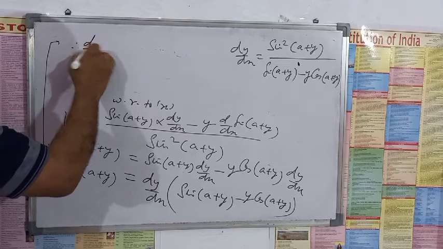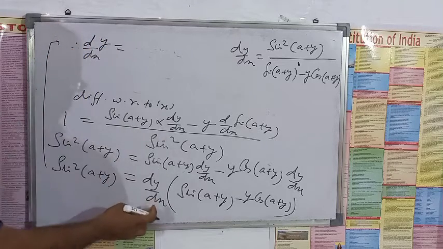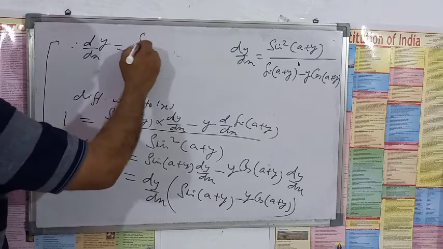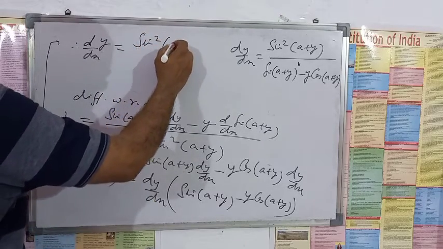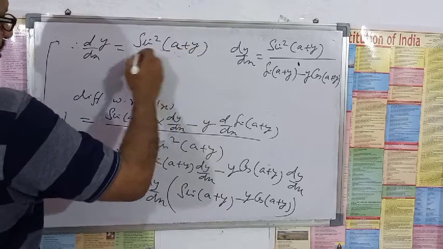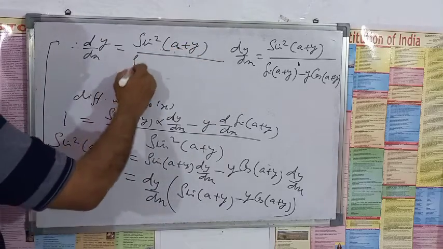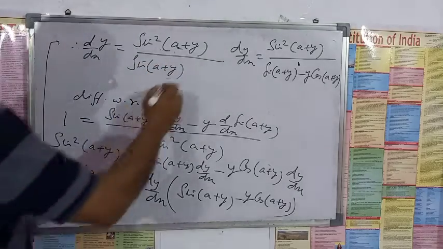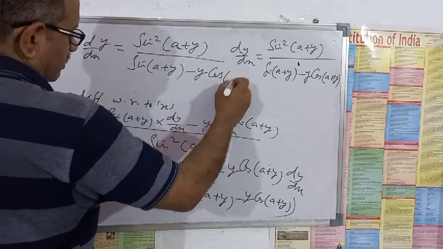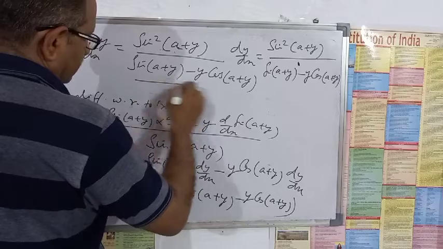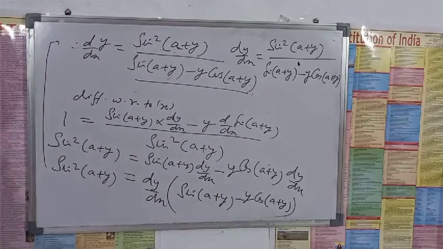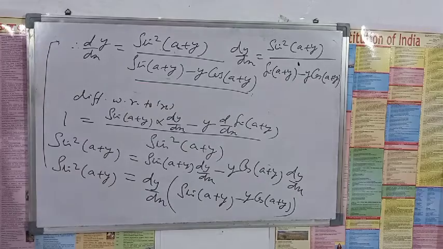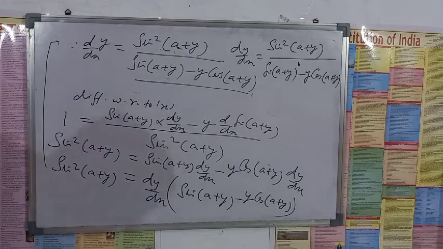So therefore, dy by dx is equal to sine square a plus y upon sine a plus y minus y cos a plus y. Proved. We have proved this result. So it was question number 10, first part. Do the remaining two parts yourself.